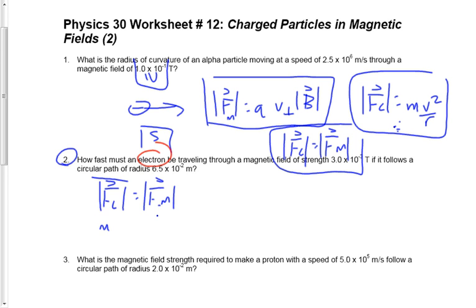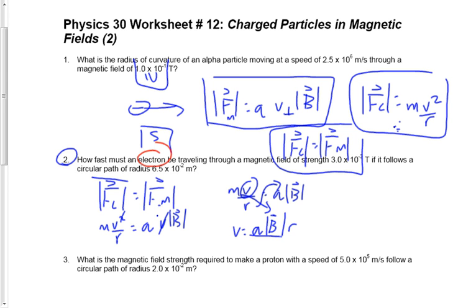Fc is equal to Fm. That means mv squared over r is equal to qvb. One of the v's cancels. It leaves us with mv over r is equal to q times b. Now we're looking for v here, so let's rearrange this to solve for v. The r goes up by multiplying, and then the m goes down by dividing. So q times b times r, over m. QBr over m.